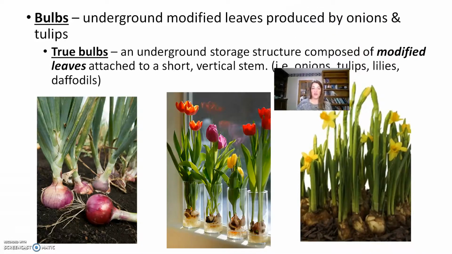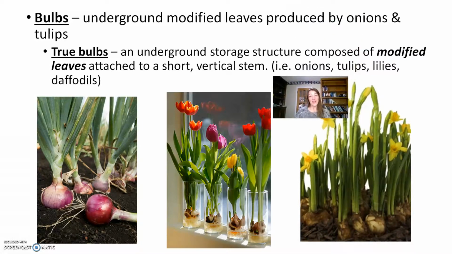Bulbs. Many of you have heard of bulbs before. These are actually underground modified leaves. Onions, for example, these guys are bulbs, right? But they're technically leaves. And tulips. These are actually leaves. Blows my mind every time.